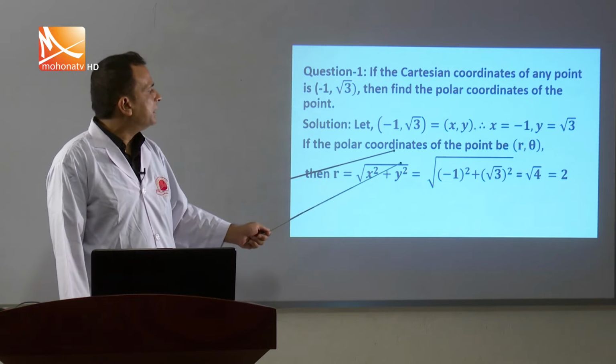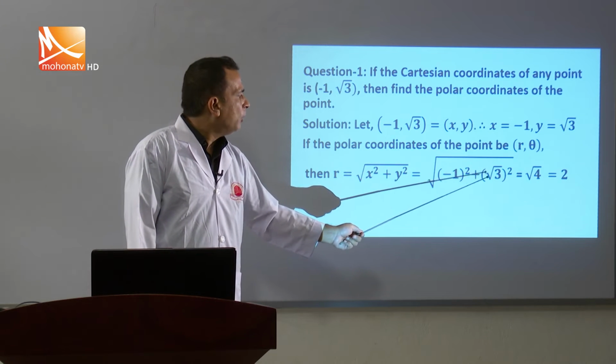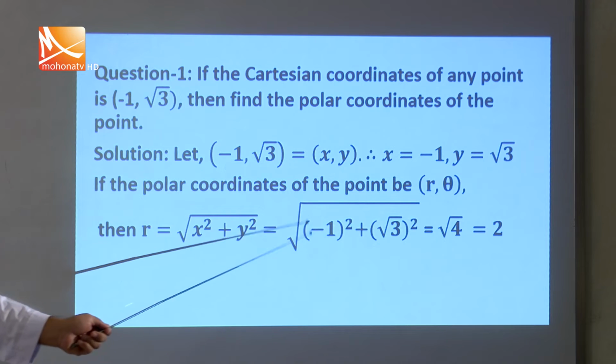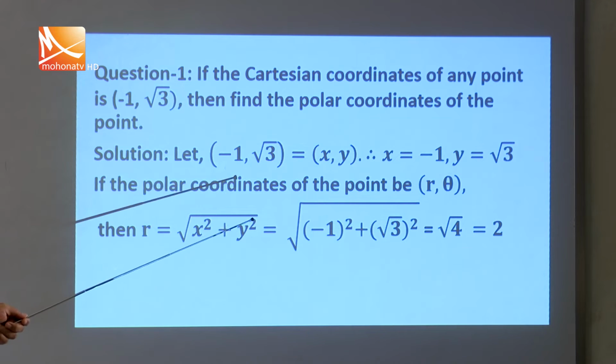(-1) whole square, it means that this is 1. Root 3 whole square, it is 3. 3 plus 1, this is 4. Square root of 4, this is 2. So the radius vector is always positive. That's why we have written plus 2. Okay.